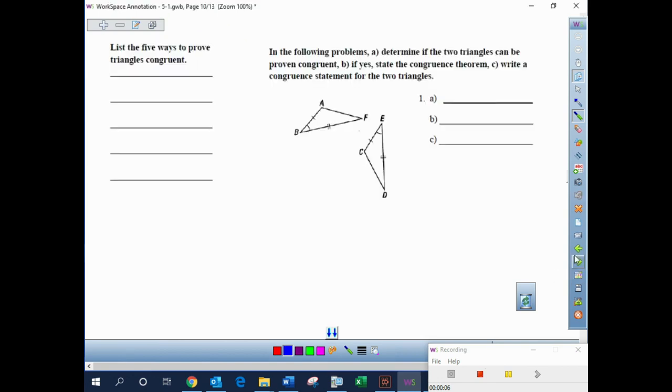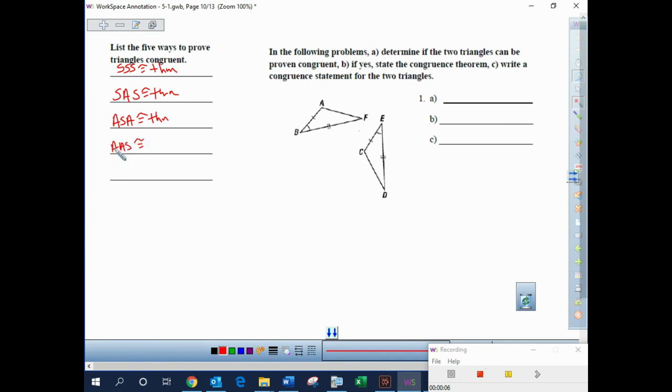So let's try some over here. First, they want us to list the 5 ways to prove triangles congruent, so we just got to practice getting good at that. The first one was side, side, side congruence theorem. And you've got to have the congruence theorem. Then side, angle, side congruence theorem. And then just switch those letters around: angle, side, angle congruence theorem. And then angle, angle, side. That was the trickiest one, where the two angles had to be in the right order. And then the last one is hypotenuse-leg congruence theorem. So these are the 5 ways to prove triangles congruent.